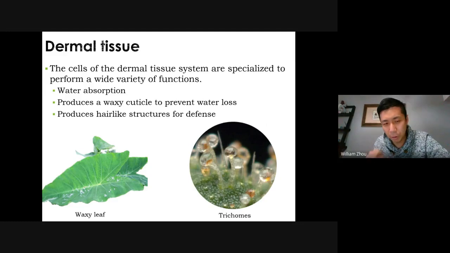That's defense. Or if the leaf is sticky, like in the picture here, the bugs will literally stick to it, they're stuck and they're dead. So these are defense systems. There are other types of defense, but that's not the lesson. We're talking about the dermal tissue, and that is one cool application of the dermal tissue to protect plants from being eaten. Do we have any questions?